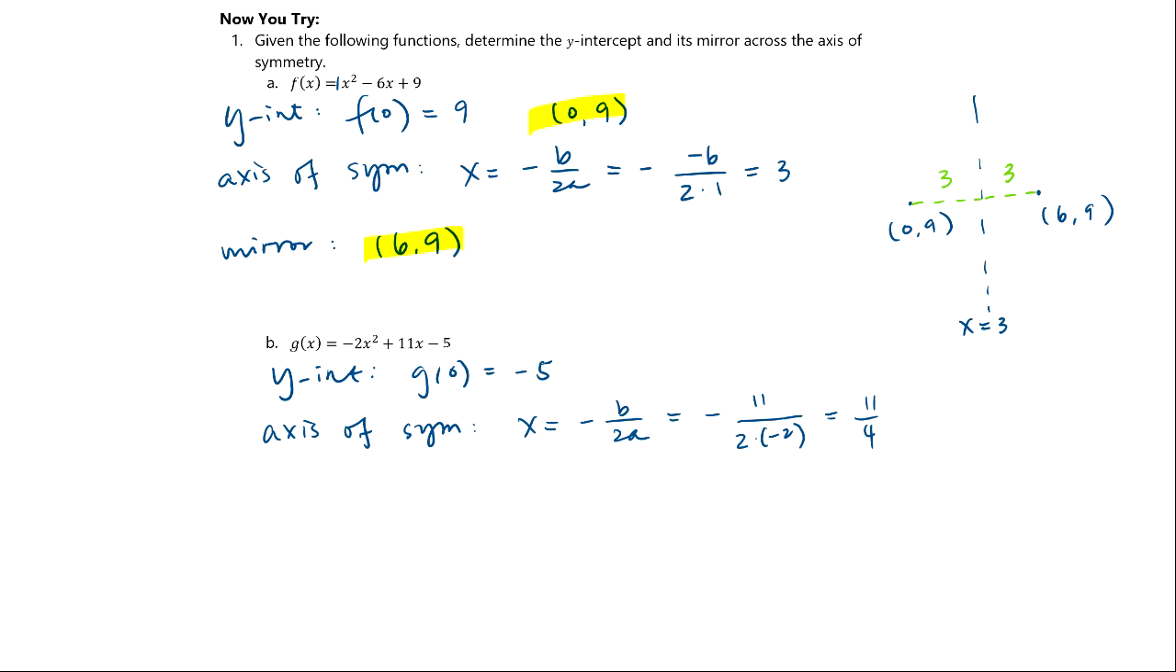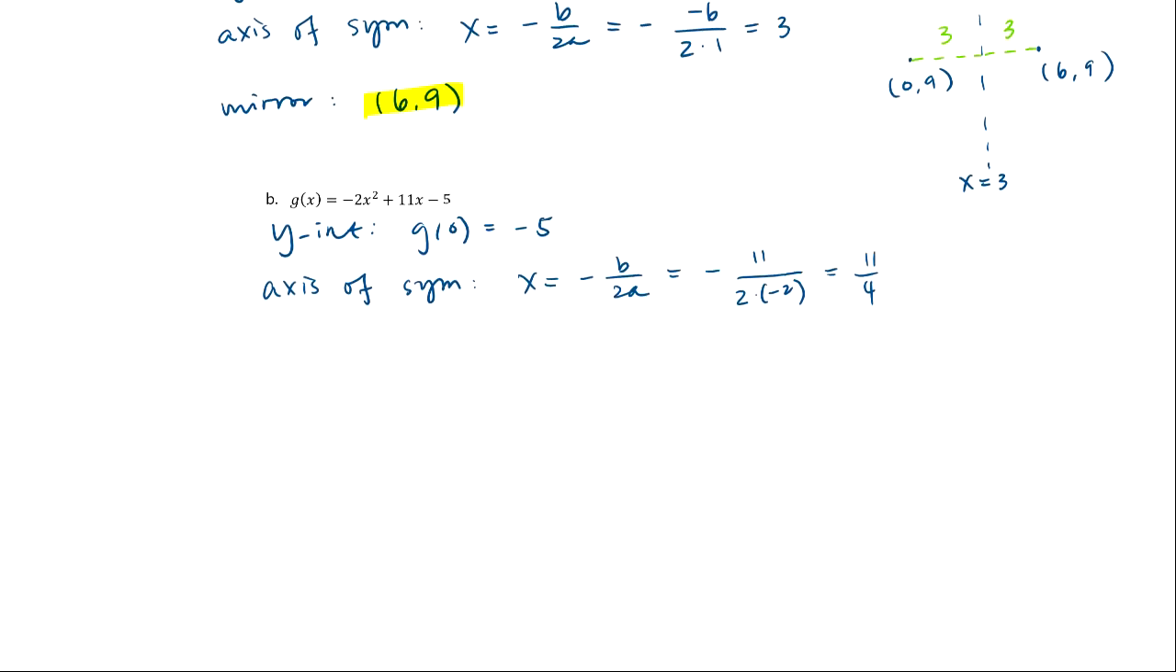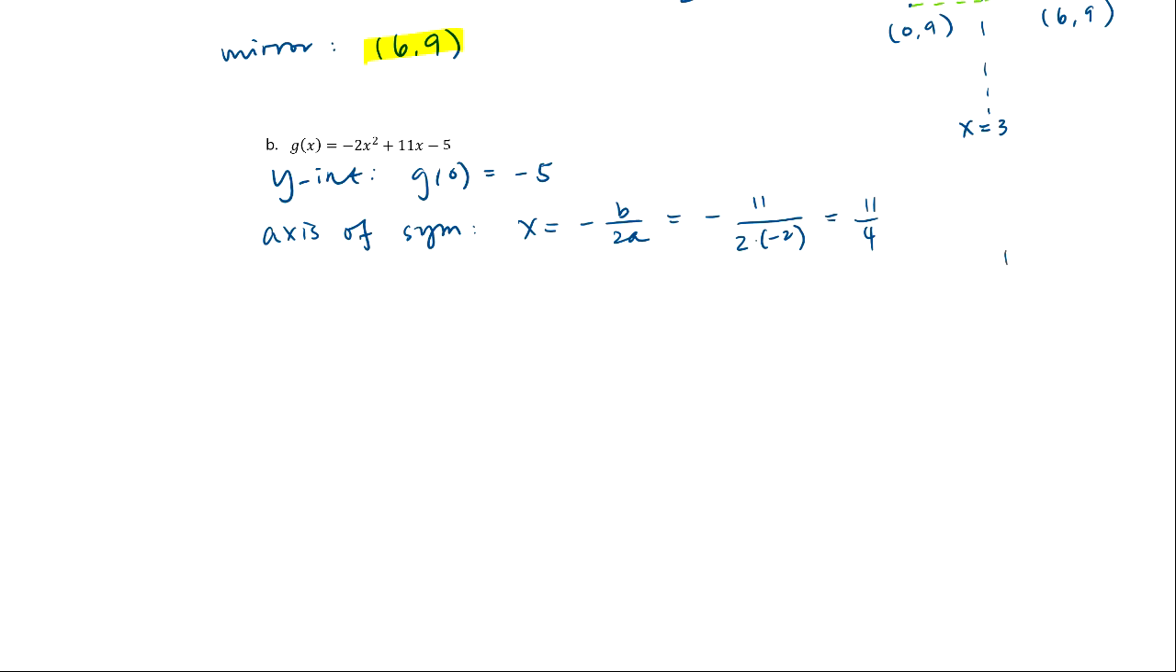And as we draw a sketch for the information we got, we have (0, negative 5) being the y-intercept. And then we have 11 over 4 being the equation, x equals 11 over 4 being the equation of the axis of symmetry.